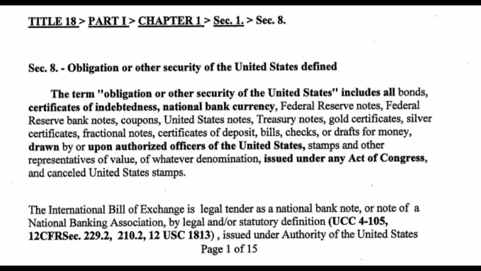Courtesy of UCC 3-104, something like that. So the International Bill of Exchange is legal tender as a national banknote or note of a national banking association, which is you, because all of our straw men are private bankers. You're the authorized representative of that bank. So by legal and or statutory definition, UCC 4-105, 12 CFR, issued under authority of the United States.